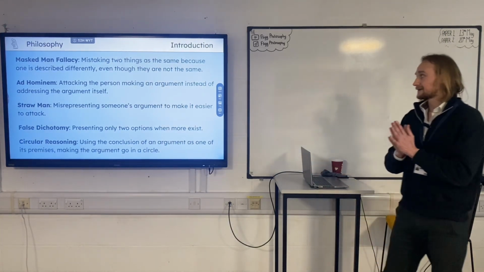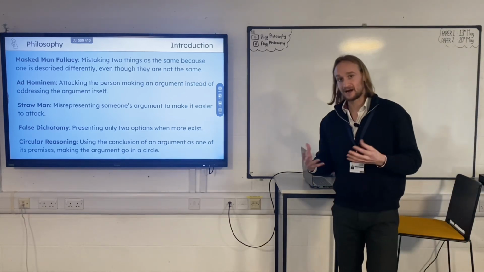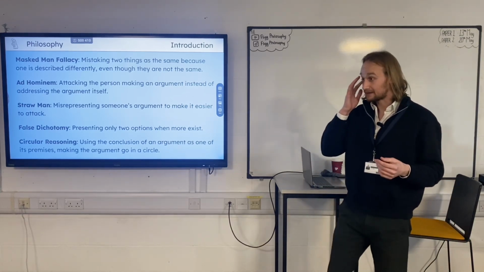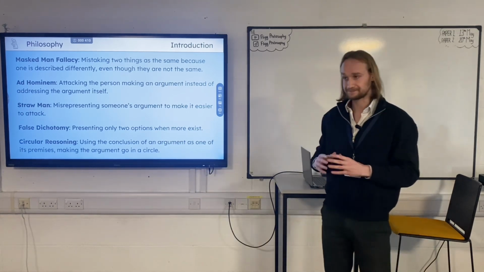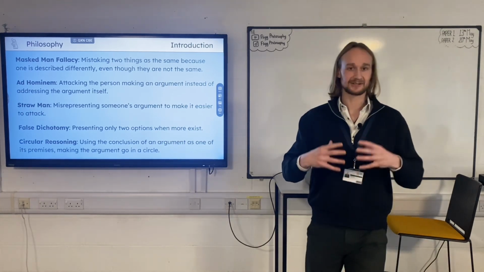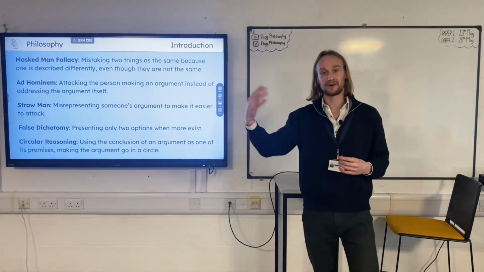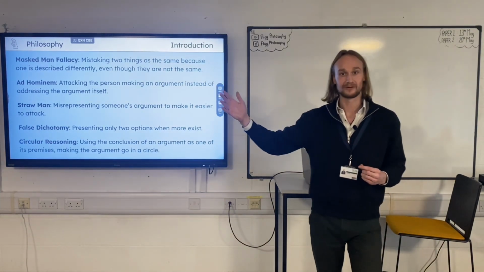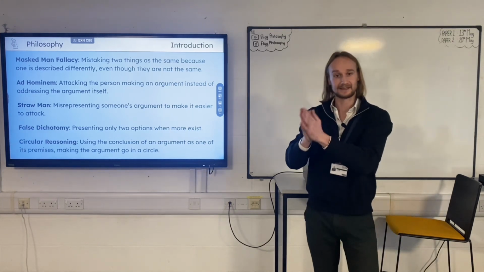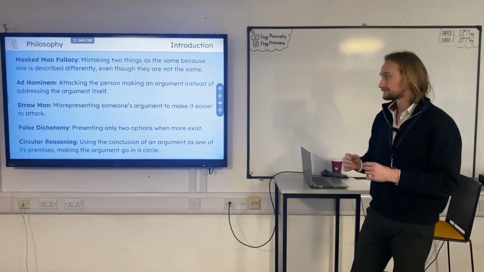Ad hominem attack is basically attacking the person rather than the argument. So it's like saying, your argument's not valid because you're a really horrible person. It's not going to work. It doesn't actually get to the argument. Just because you don't like the person stating it, or the views that they might have held, doesn't mean that their particular argument at that particular time is wrong.